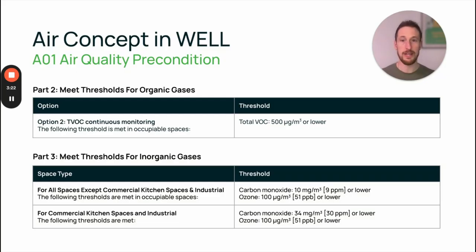Part 3, inorganic gases. This is focused on carbon monoxide and ozone. There are different thresholds depending on the usage of your space. If this is a commercial kitchen, then the thresholds are slightly higher. And again, this Part 3 can be achieved either using performance testing or using continuous monitors.